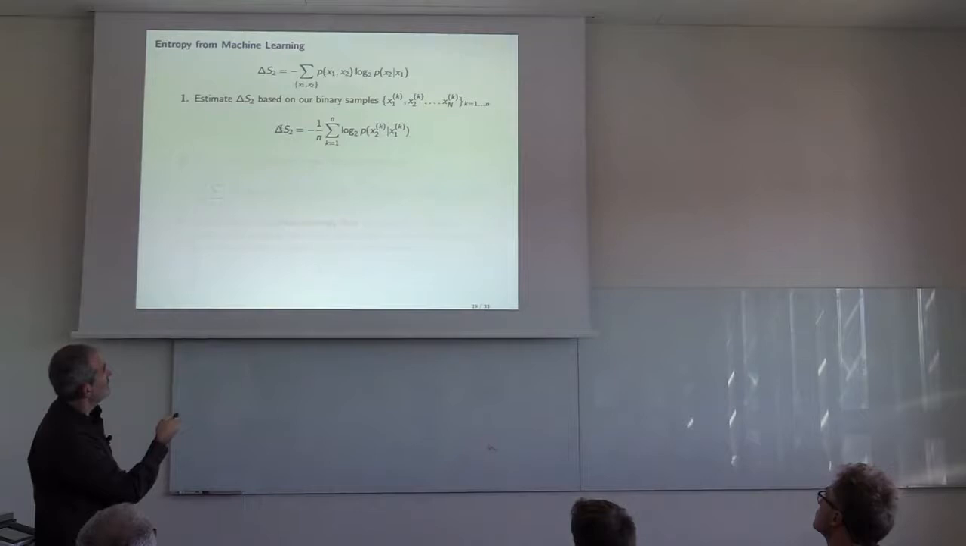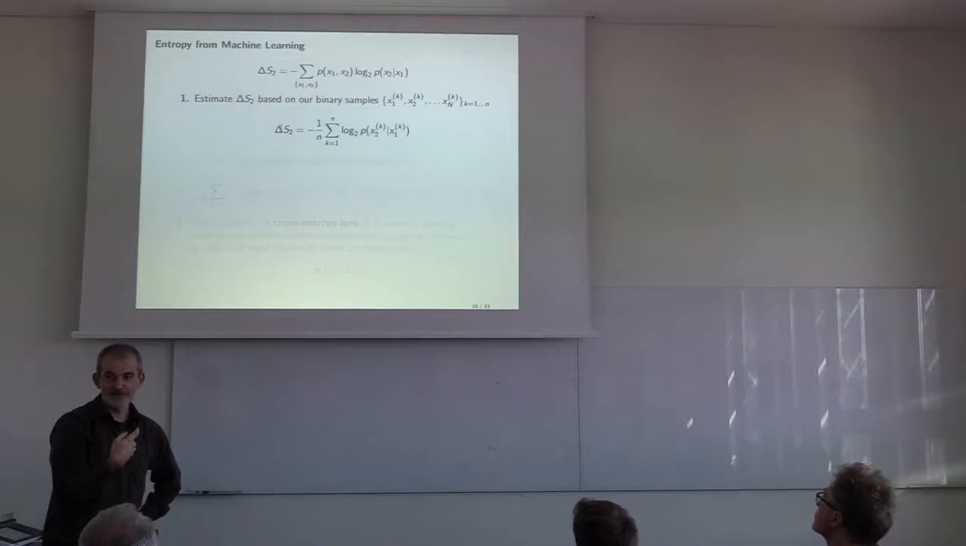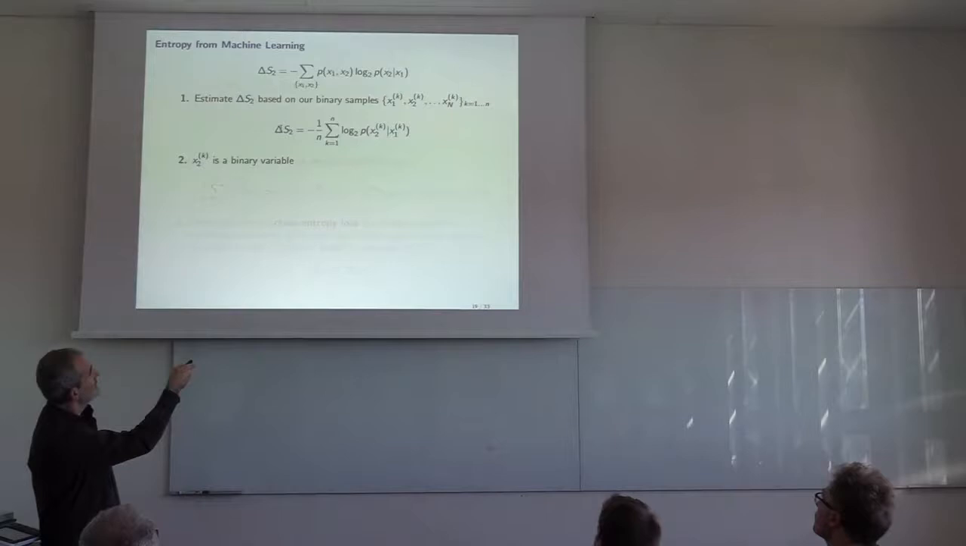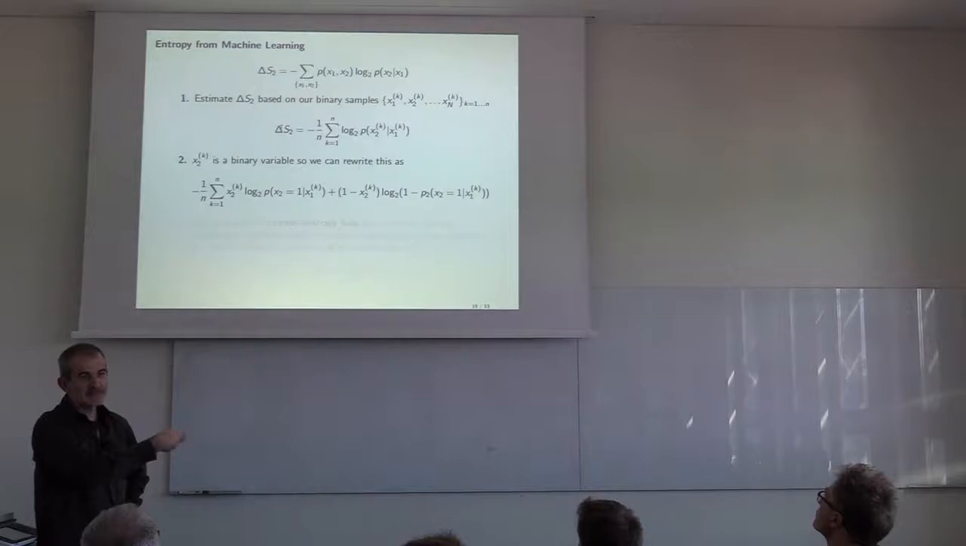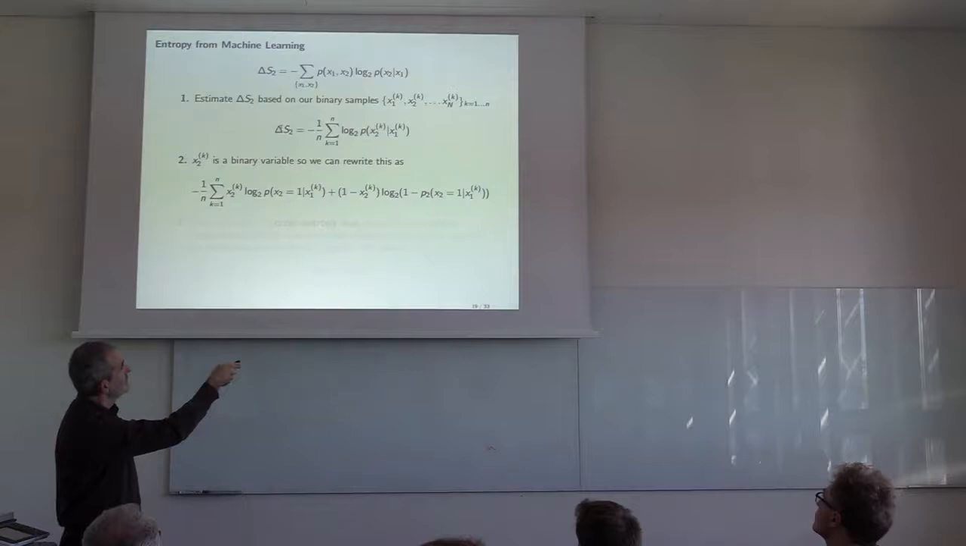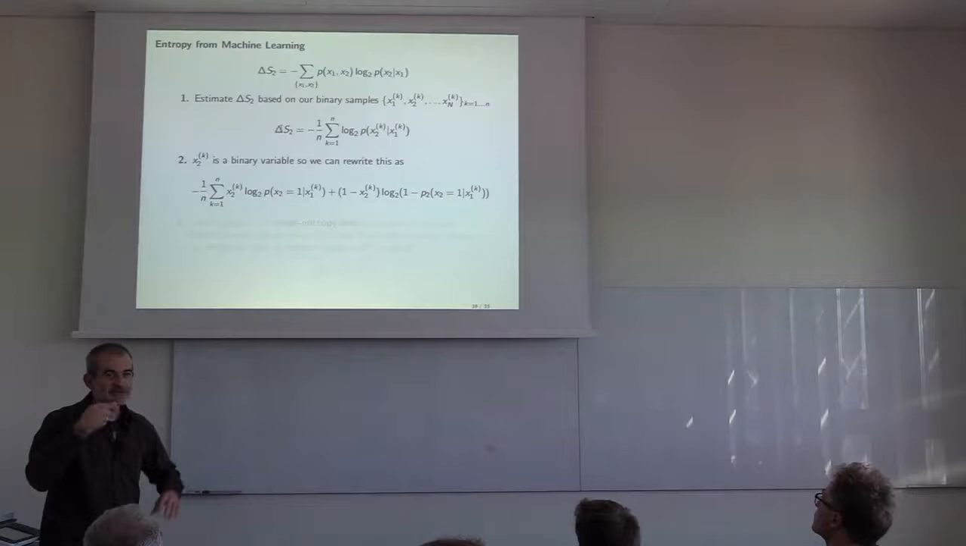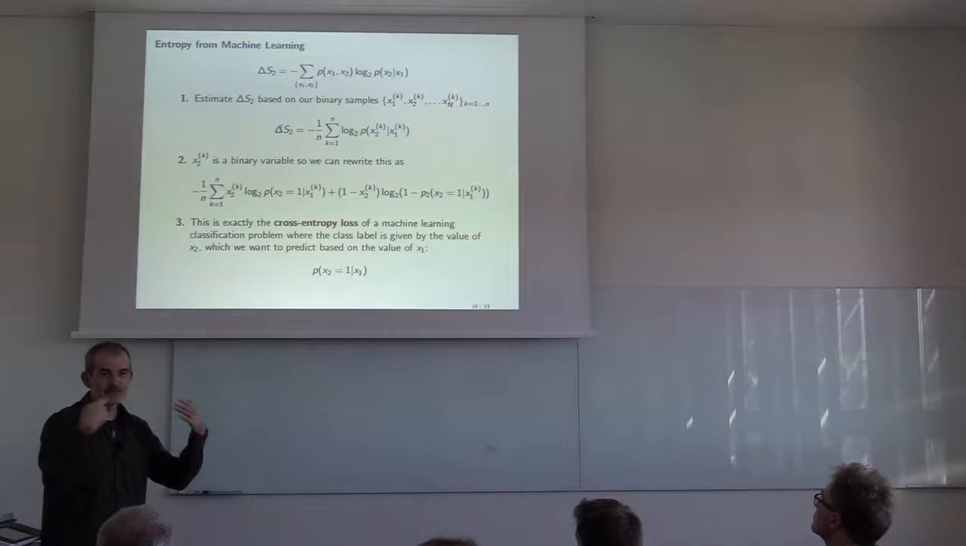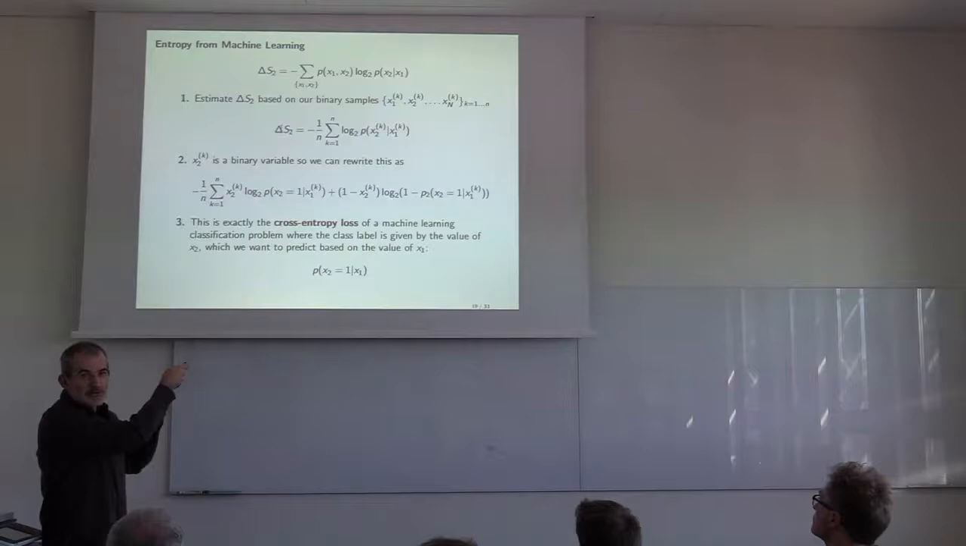And now we look at this x2, which is a spin, so it's a binary variable by assumption. So it's like a class. Then we can write this summation in the following form. This is just an exact rewriting, taking into account that x2 can be either 1 or 0, and the probability when 0 is just 1 minus p2. And now you see that this is exactly the cross entropy loss of some classification problem, where we try to predict the class or the value of spin x2 based on the value of x1.